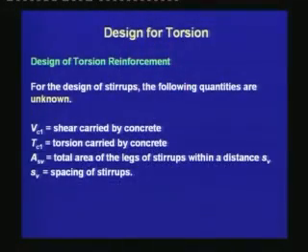For the design of stirrups, the following quantities are unknown: Vc1, which is the shear carried by concrete, Tc1, which is the torsion carried by concrete, ASV, which is the total area of the legs of stirrups within a distance SV, and SV is the spacing of stirrups.